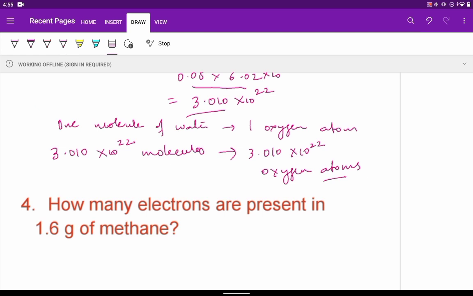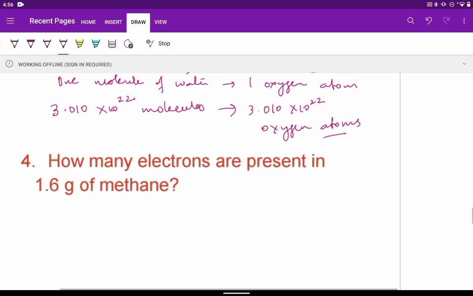Water molecule we know is H2O. So in one molecule of water there is one atom of oxygen. So the number of molecules of water and the number of oxygen atoms will be the same. So I hope all of you could understand this, students.